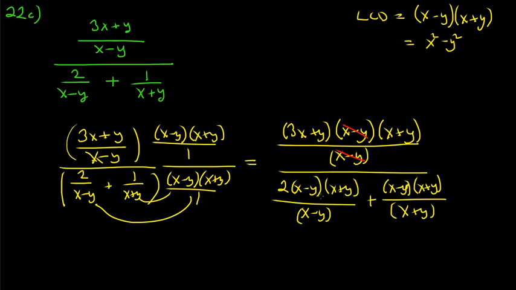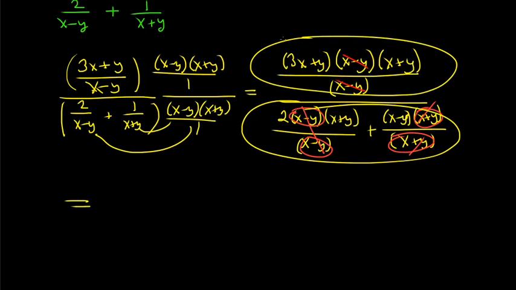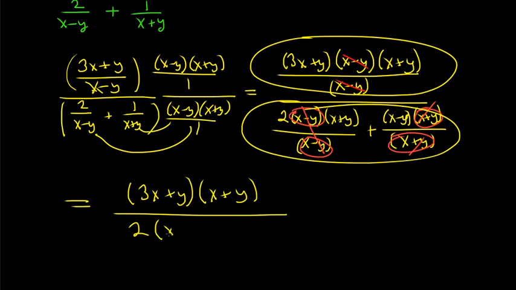So why did we do that? So we can cancel this x minus y here, and then these x plus y's here. So now all the denominators are gone. Well, we still have the big denominator and the big numerator. The big numerator is 3x plus y times x plus y. And then the big denominator is 2 times x plus y plus x minus y.